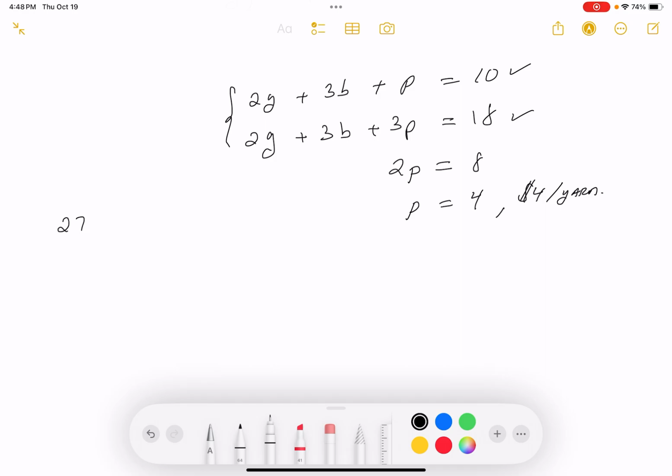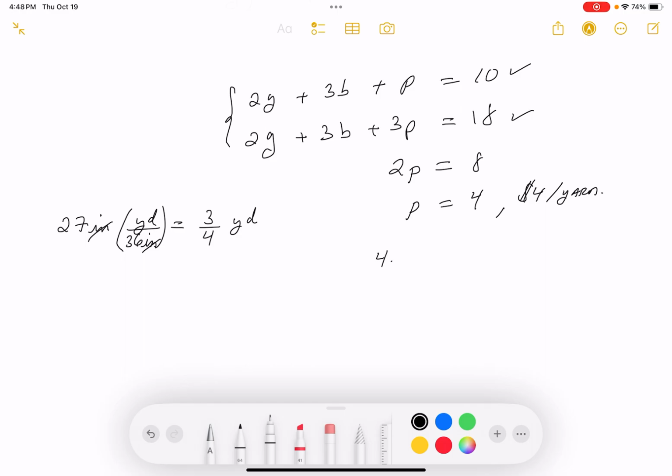So I'll write this over here. 27 inches. I need to convert that to yards. And there's 36 inches in a yard. Let's do that. Looks like I can divide through by 9, right? So it's going to be, and by the way, the inches cancel off. So 9 goes into 27 3 times. And 9 goes into 36 4 times. That's yards.